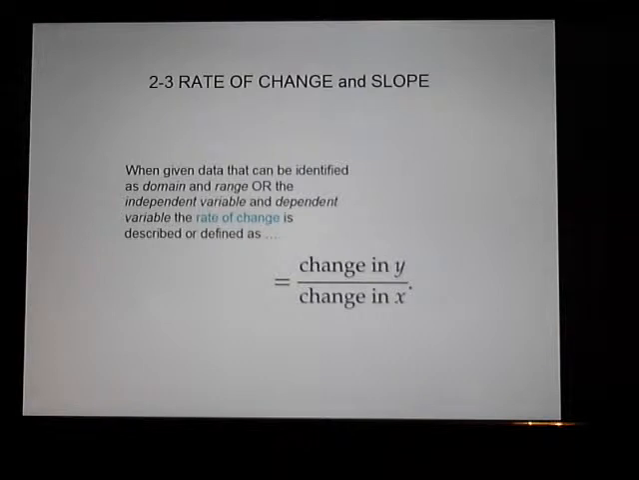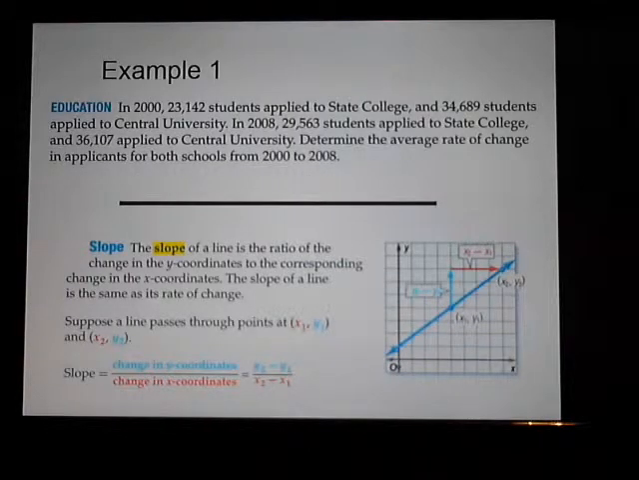So here's an example. You've got this great big word problem with actually two rates of change in it. It says in 2000, 23,142 students applied to State College and 34,689 students applied to Central University. In 2008, 29,563 students applied to State College and 36,107 applied to Central University. Determine the average rate of change in applicants for both schools from 2000 to 2008.